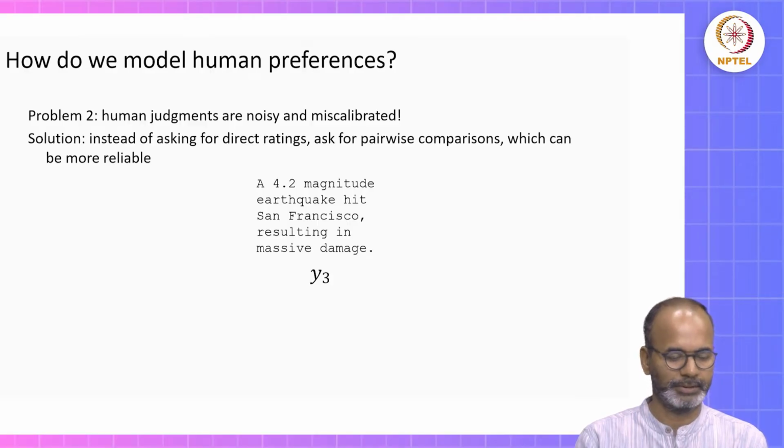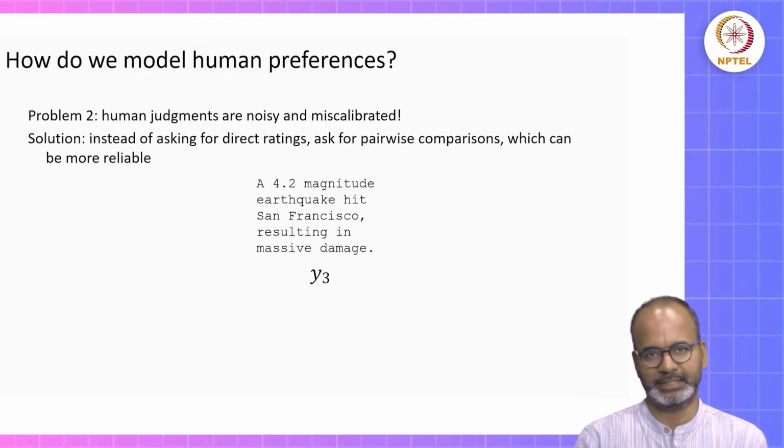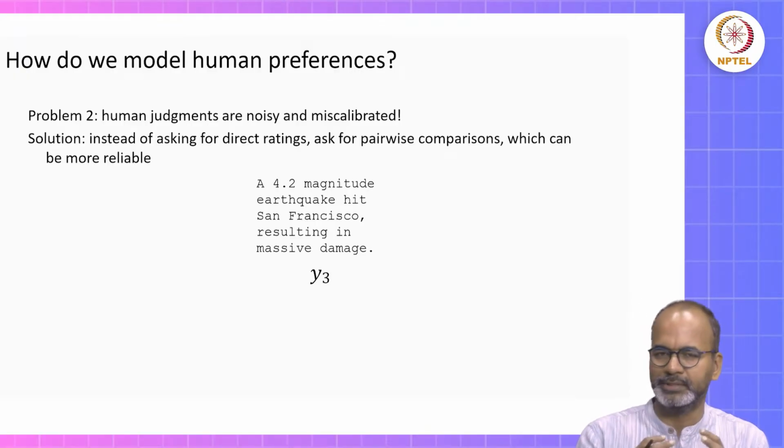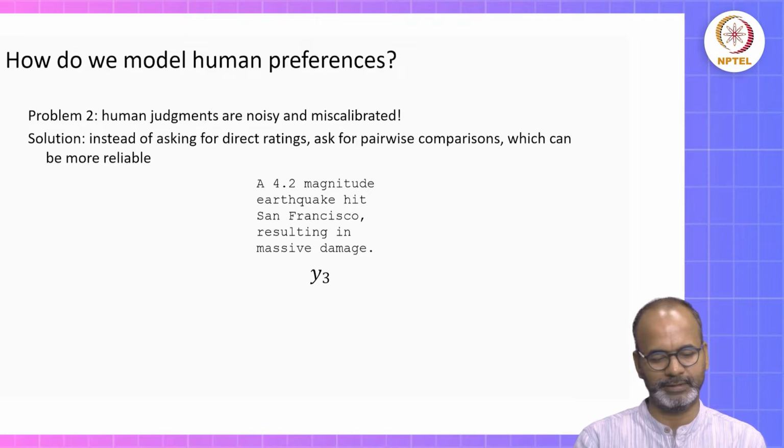Problem 2. Human judgments are noisy and miscalibrated. So here is an example, and we'll see later in this content also, many problems in terms of human annotations itself, right? Human judgments of these values. Instead of asking for direct ratings, ask for pairwise comparisons, which can be more reliable.